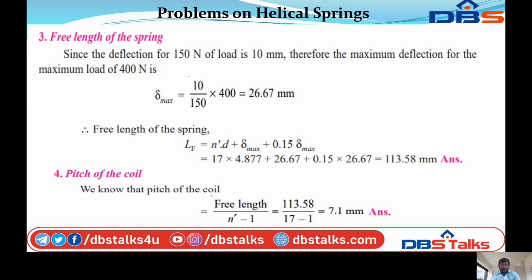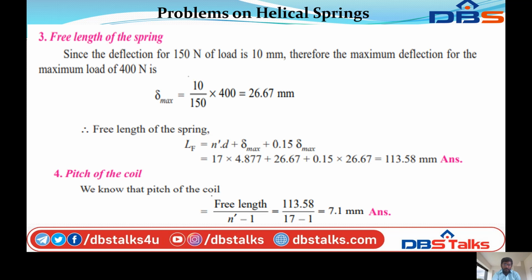Finally we can calculate the pitch of the coil. The pitch of the coil is equal to free length divided by (n' − 1), that is 113.58 divided by 17 − 1, which is equal to 7.1. So the pitch is 7.1 mm. This is the problem we are calculating.